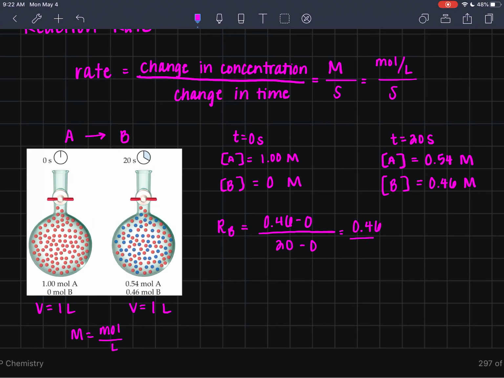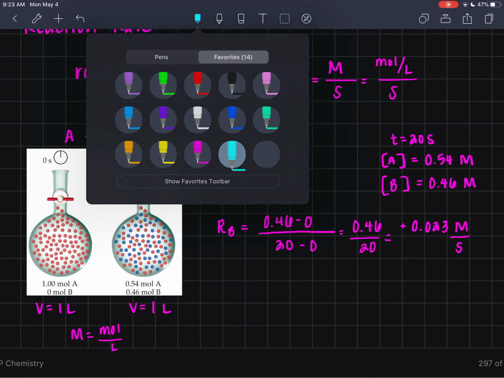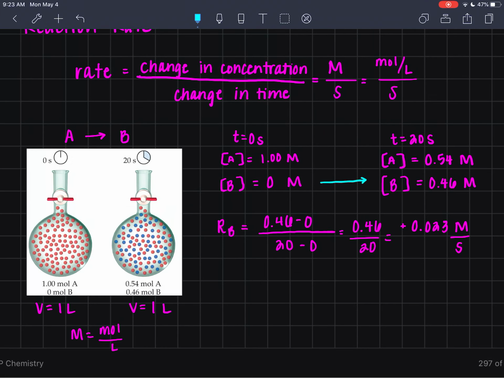And this would get us 0.46 divided by 20, which when reduced is 0.023. Now our units are going to be molar per second. Now it makes sense that this is a positive value. Why? Because when I look at my concentrations, going from 0 seconds to 20 seconds, B increased its concentration by 0.46. So the rate should be positive in that respect because I'm increasing my molarity.